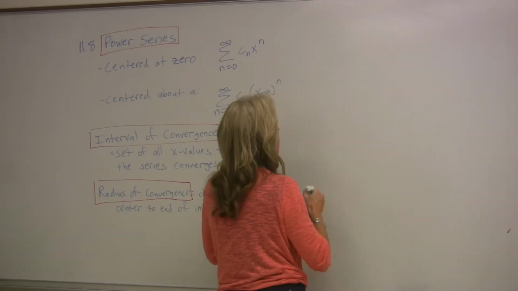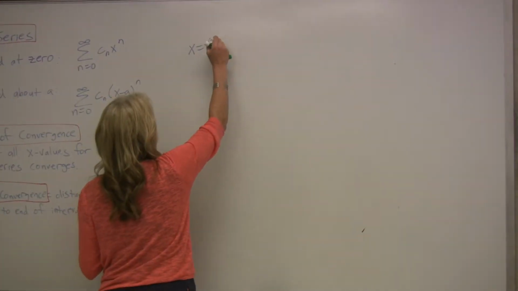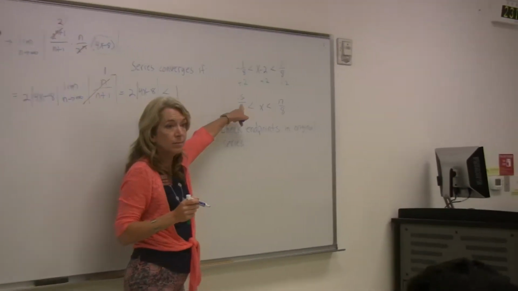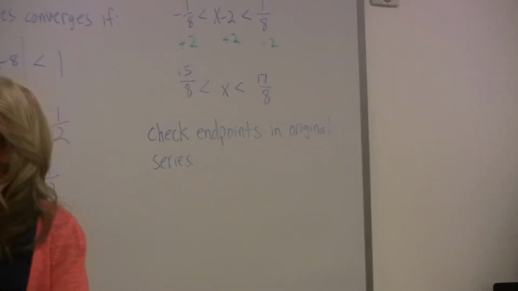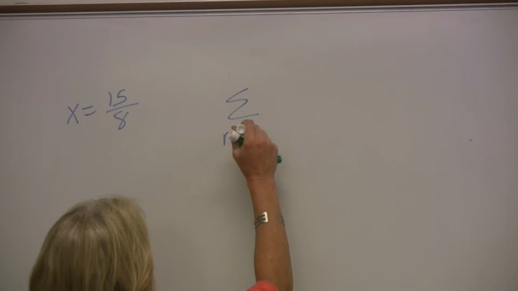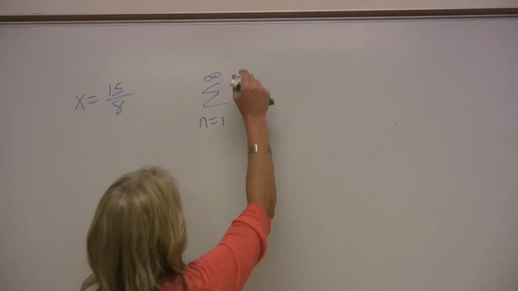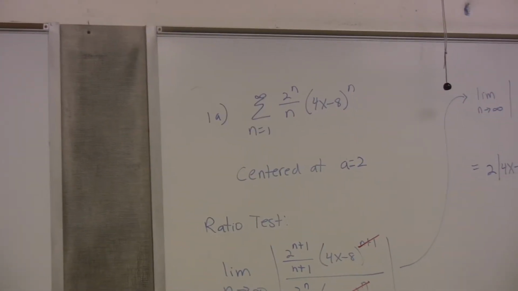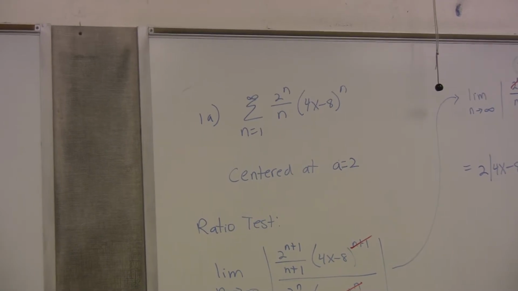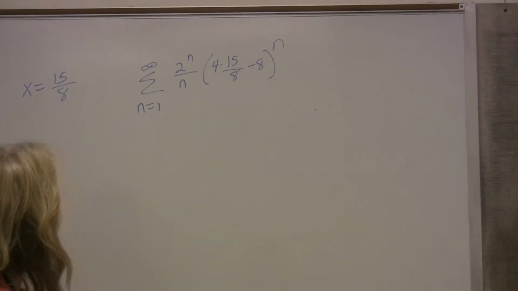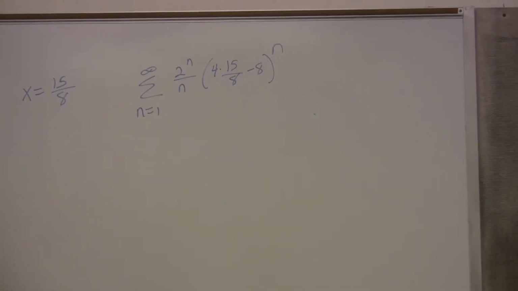So if x equals, I'm going to do the left one first. What was it, 15 over 8? I'm taking these numbers from the edges here. I'm going to take that 15 over 8, plug it in here, in the original series, ever so carefully. So I have the sum, n equals 1 to infinity of 2 to the n over n times 4 times 15 over 8 minus 8 to the n. Is that right? 15 over 8? Yeah. Everybody see what I'm doing there?